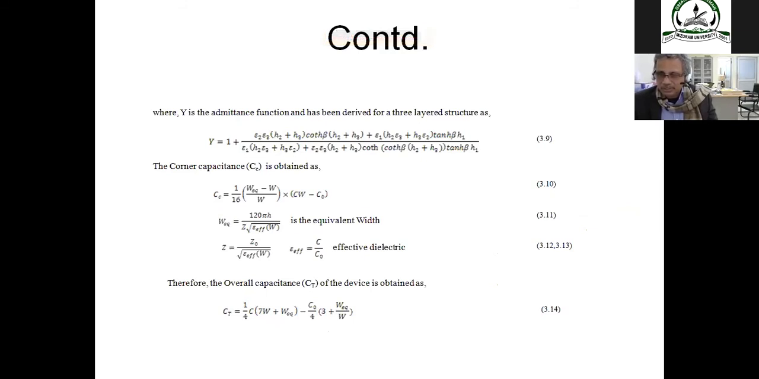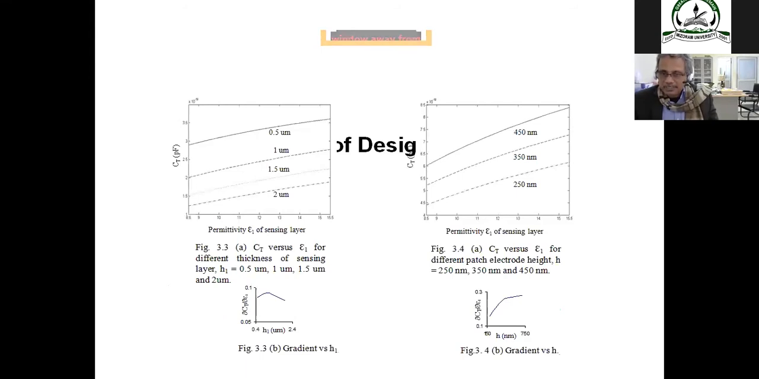3.14 is the final equation of that. W is the width, the thickness of the different layers. W is the thickness of the sensing layer, and WEQ is the equivalent thickness, measured by equation 3.11. And we have designed it here.